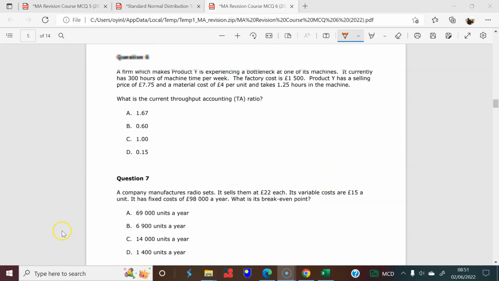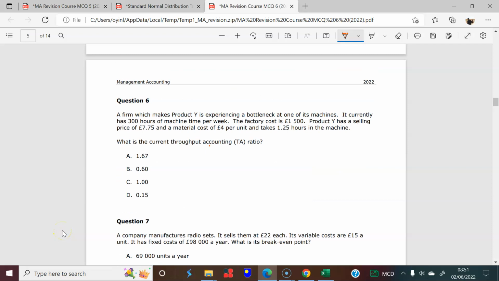Right, question 6. The throughput accounting ratio, which we looked at, is a relationship between the throughput contribution ratio versus the factory cost per hour. We're really looking at the ratio of return over costs, so to speak. Is it worth pursuing the project? So let's first of all look at the throughput contribution ratio.